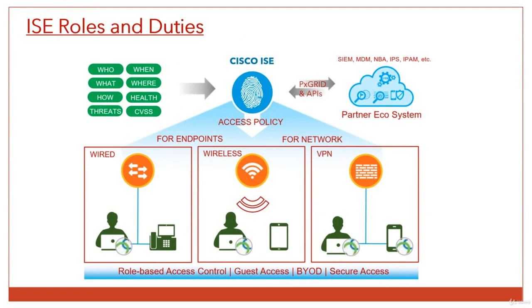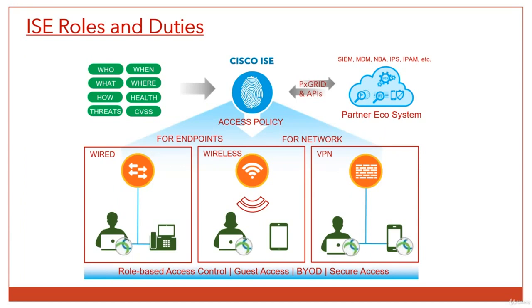Now, when we are talking about n number of capabilities, here you can see in the diagram: who, what, how, different types of threats, when, where, health score, and CVSS. Apart from that, it has some other capabilities as well. But ISE is an identity server that is able to understand each and everything related to an endpoint. Sometimes we think endpoint means laptop, or any type of device, for example a printer or handheld devices. But even when we are talking about laptops, there are n different types of laptops with different operating systems, with different patches and fixes.